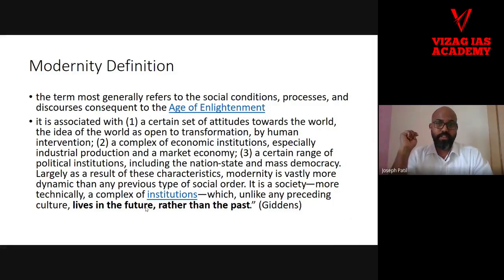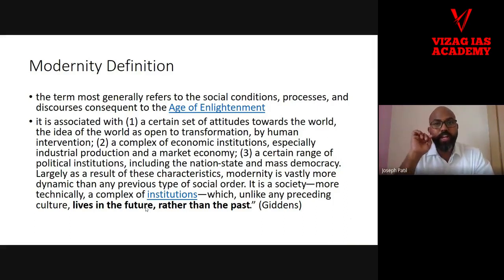Social conditions will be industrial revolution, the French Revolution, political changes, social changes, economic changes. Processes have to do with whatever the changes are happening, and discourses are the idea of evolution, theory of evolution, the idea of laws of motion, the idea that all humans are equal, the idea that there are laws to the natural world and we can discover them, and once we can understand them, we will be able to manipulate them to improve our condition. These are all discourses, these are all ideas, and they're all consequence of enlightenment. And when these things are there, it is called modernity.